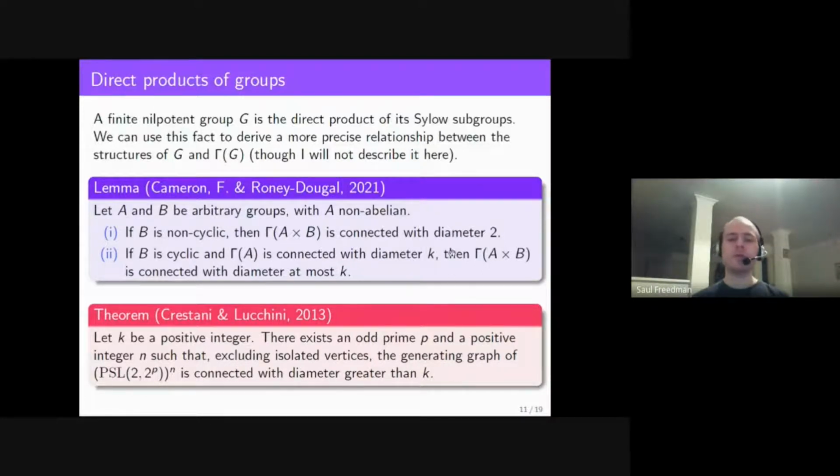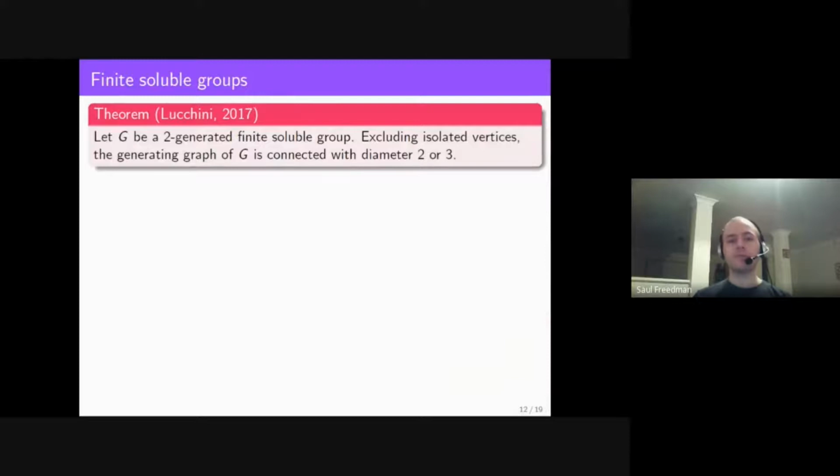So these two situations are very different. Okay, and again, using this lemma and some other results, we can deduce more information about the graph of a finite nilpotent group. But for now, I'll move on from finite nilpotent groups to finite soluble groups.